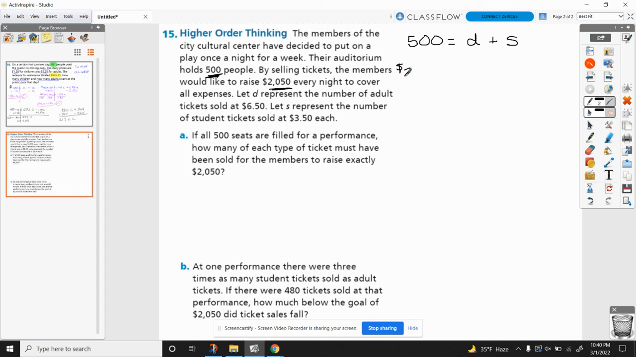So we have $2,050, and that is made up of the adults, which are $6.50 times the number of adults, plus $3.50 times the number of students. So there are two equations. And again, you can choose if you want to solve it for S or for D, get those by itself, and go ahead and put those together.